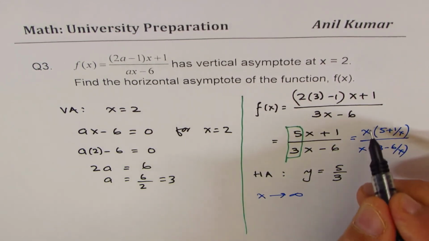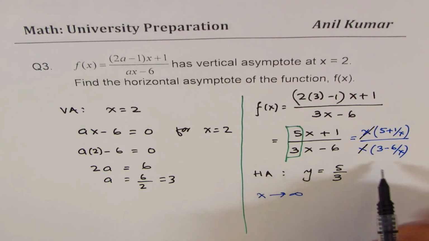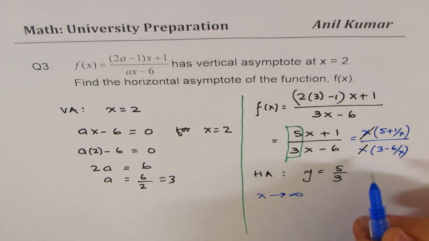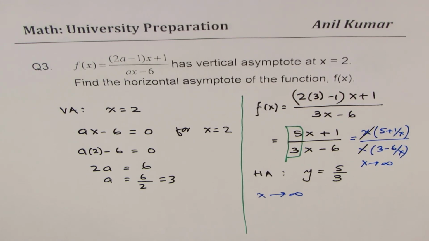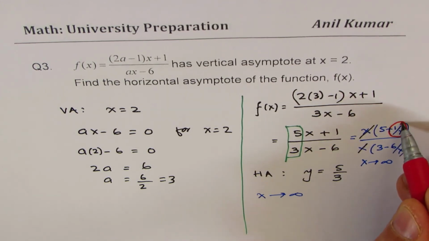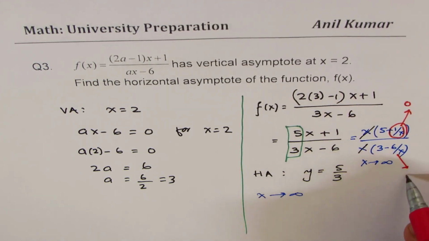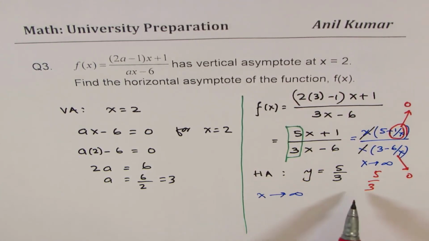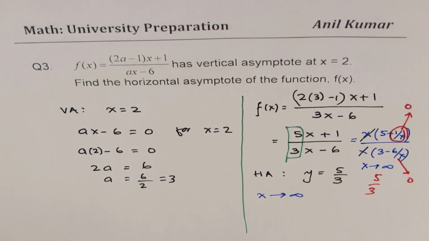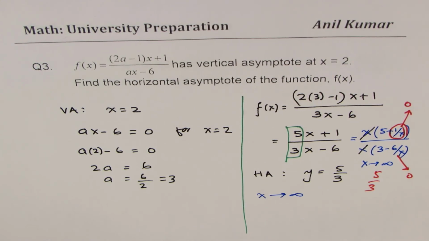Now, x and x cancel. So if x is large, then these terms approach 0, right? So these terms approach 0, and you're left with 5 over 3. Do you see that? That is how you find the horizontal asymptote, right? So this concept was actually clear to you. I'm not getting into the details, but I can provide you with some links which will help you understand it.